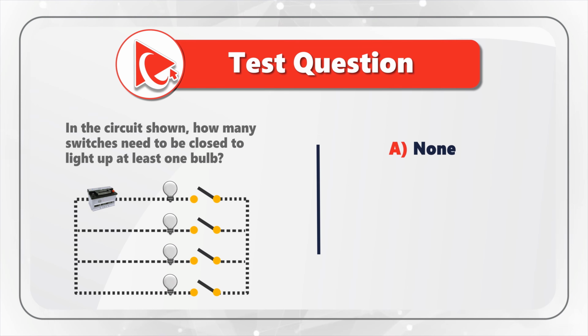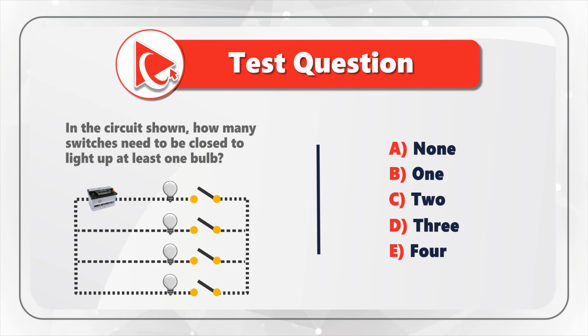Choice A, none. Choice B, 1. Choice C, 2. Choice D, 3. And last but not least, choice E, 4 switches. Take a close look to see if you can come up with the answer.